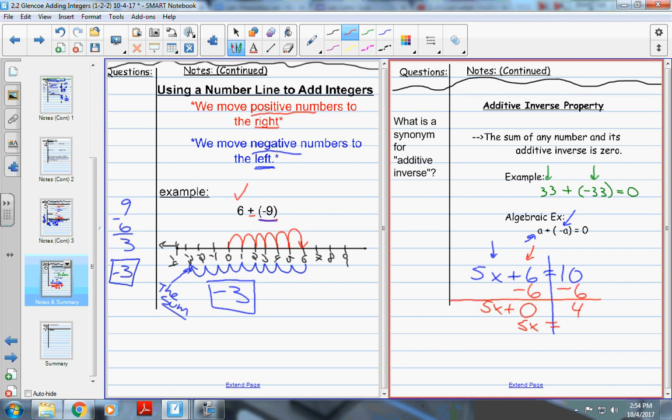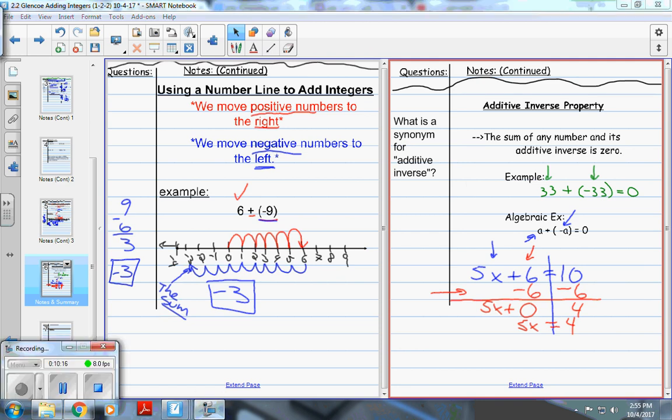So we have started to solve this problem. And again, the way we solve this problem is we use the additive inverse. So again, this property doesn't make sense by itself, but it does make sense in how we're going to apply it a lot in our future. Well, that's our 2.2 lesson today, students.